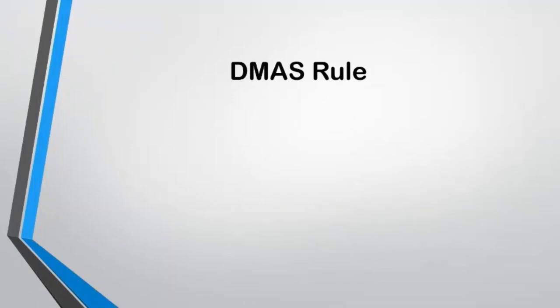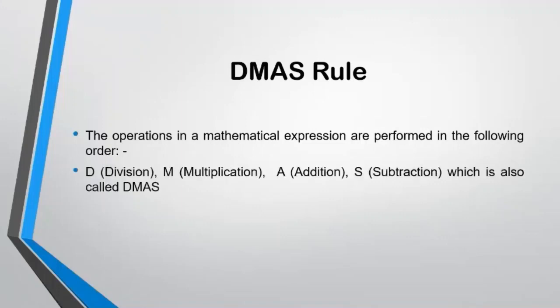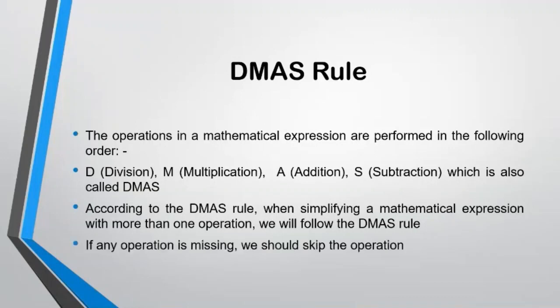DMAS Rule. What is the DMAS Rule and what do you mean by it? And how can we follow the DMAS Rule? The operations in a mathematical expression are performed in the following order. D stands for division, M stands for multiplication, A stands for addition, and S stands for subtraction, which is also called the DMAS. According to the DMAS rule, when simplifying a mathematical expression with more than one operation, we will follow the DMAS rule. If any operation is missing, we should skip the operation.